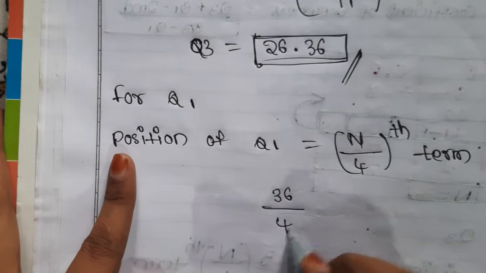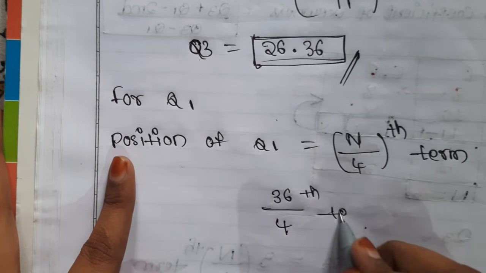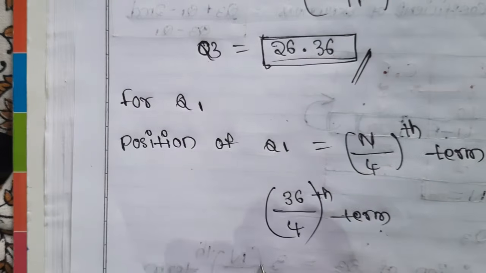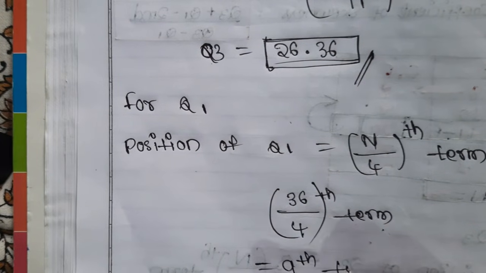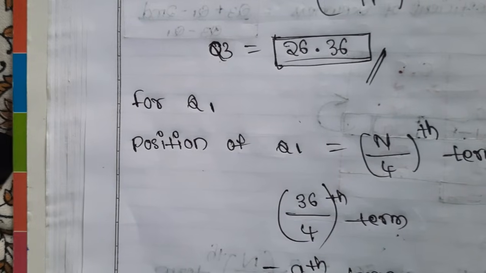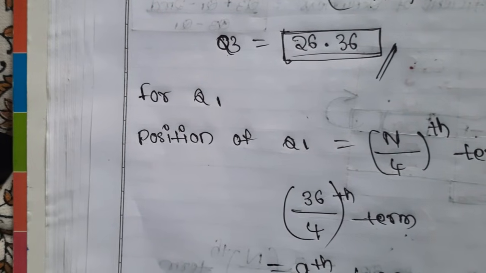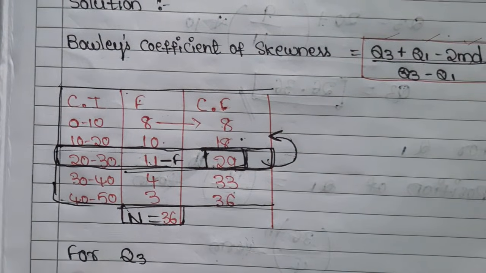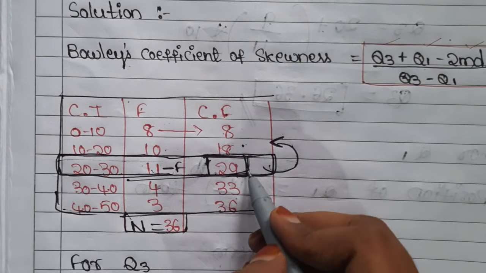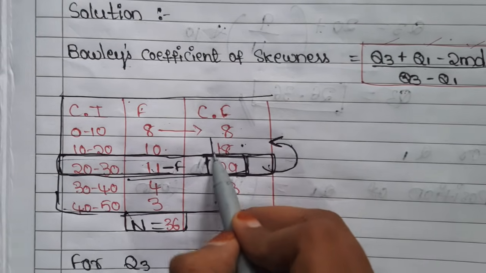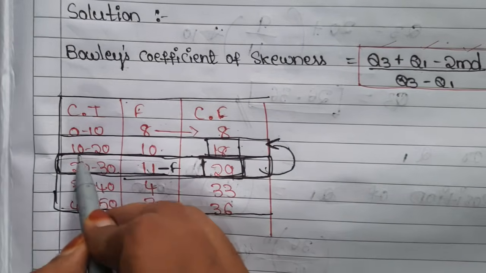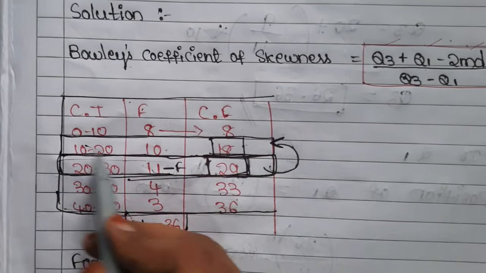36 by 4th term. You do this, 36 divided by 4 is 9. So here we are getting the 9th term. Do we have the 9th term in our cumulative frequency? Do we have 9? No. 8 will be less, 29 will be more. That is why we will be taking 18 as our term. So this is our quartile class.